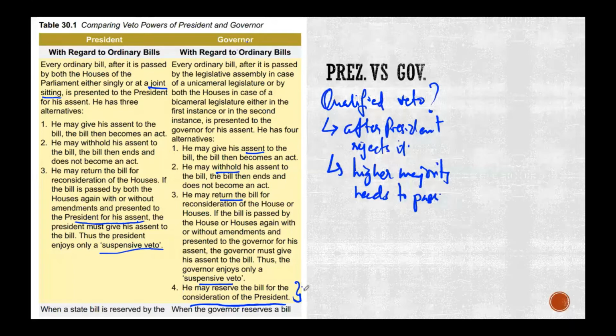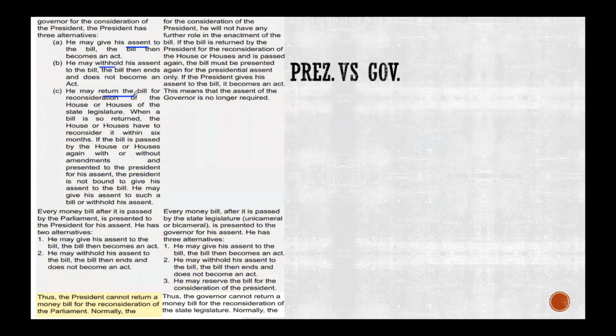So when a state bill is reserved by the governor for the consideration of the president, there are again three alternatives. You can give your assent, you can withhold your assent, or you can return the bill. Now, let us say the president has returned the bill to the state assembly. The state assembly has decided that, hey, we like the bill the way it is, and they send it back to the president in the very same form.